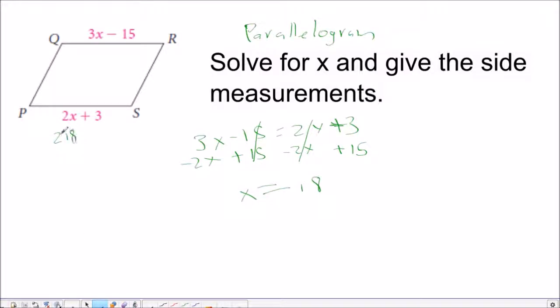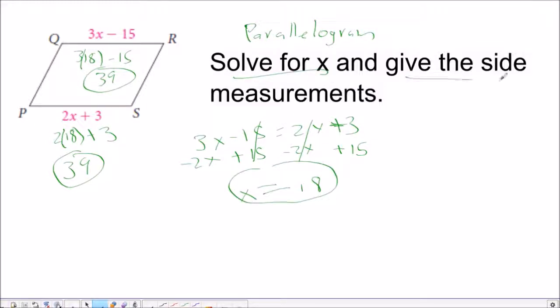So 2 times 18 plus 3, okay? I think that's 39, and we get 3 times 18 minus 15, and that's also 39, okay? Solve for x, check, we did that. Give the side measurements, did that as well, okay? So now we feel really, really good. That's all done.